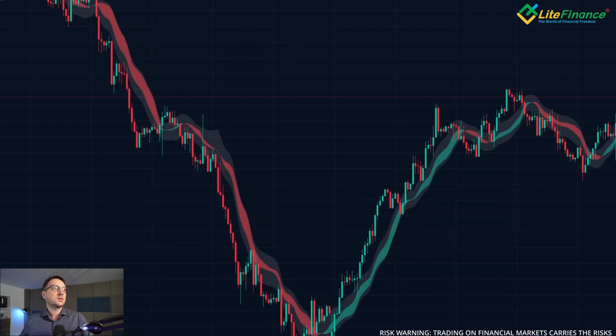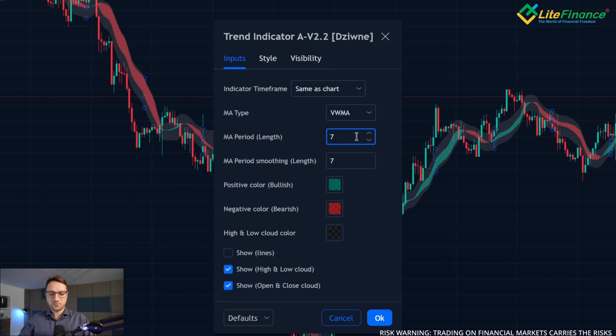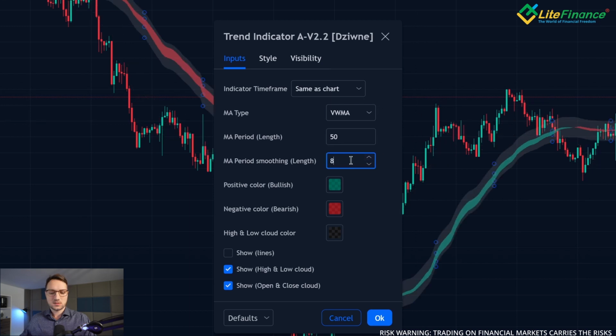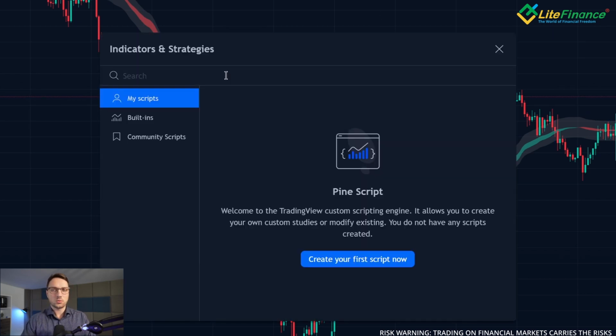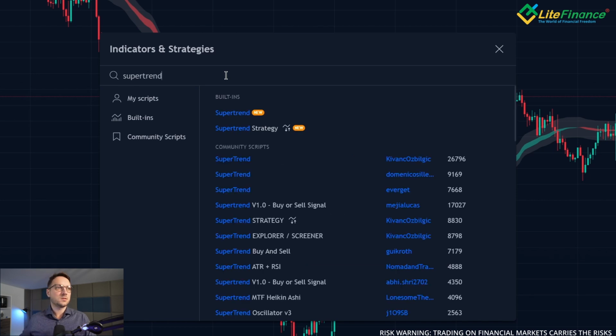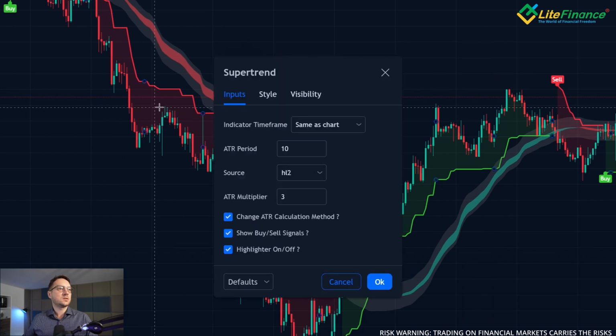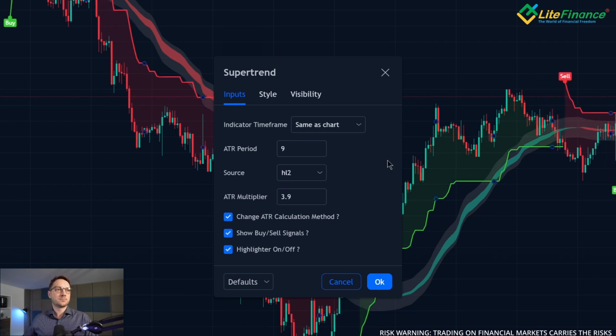Let's change the settings, because we need to set the first MA period to 50 and the second to 10. Hit OK. The next indicator is one of the most popular, Super Trend. Let's add it to the chart. The Super Trend needs to have settings with 9, the source you don't change, and the ATR multiplier 3.9. Okay.